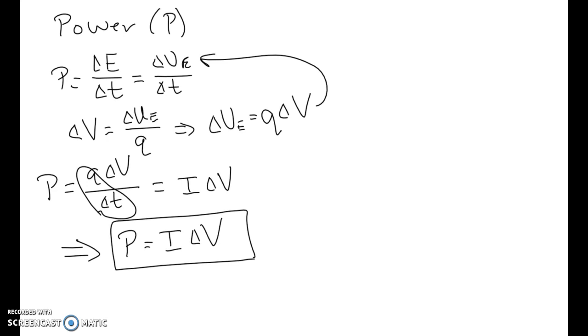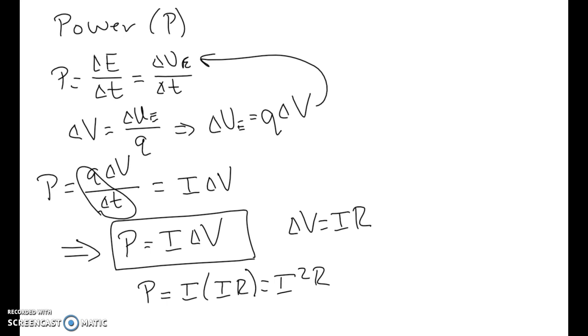So this is one equation we found here, but we may not always know the current and potential difference for whatever we're dealing with. Maybe we know information about the current and resistance instead. Luckily, we can apply Ohm's law to help us out. Delta V is I times R. We can do some substitutions here. We can plug in for delta V I times R. Then power is going to be I times IR, giving us I squared multiplied by R.